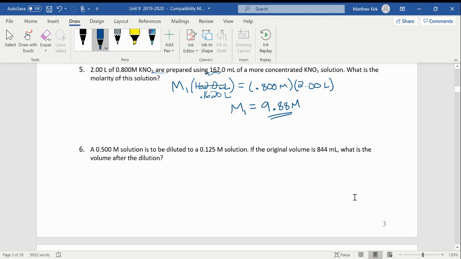So that's dilution. Try your hand with the rest of this page, with number 6 on page 3 and the rest on page 4. And this is your homework that's due tomorrow.